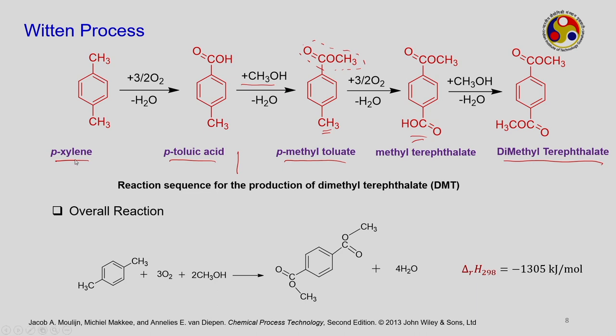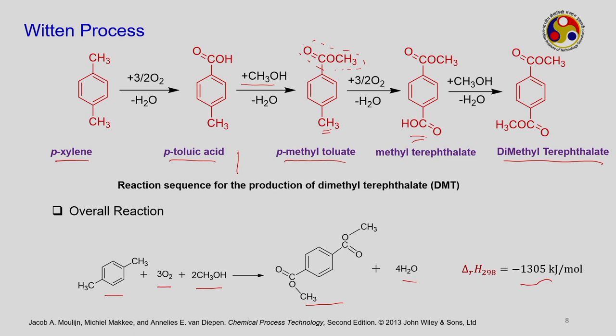So you have the starting material converting: this is oxidation, esterification, then again oxidation, again esterification. This is the way you produce DMT, dimethyl terephthalate. So what is the overall reaction here? The overall reaction is paraxylene reacting with oxygen and methanol to form dimethyl terephthalate plus water, and delta H is minus 1305 kilojoule per mole.